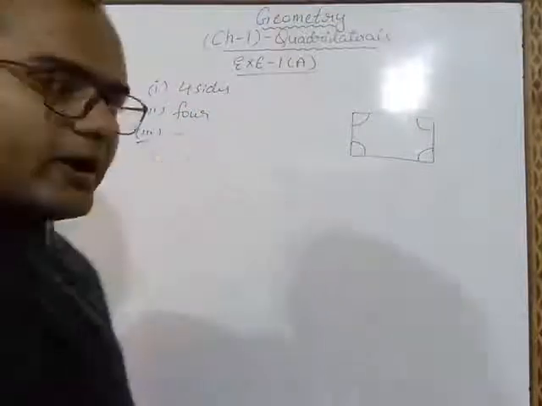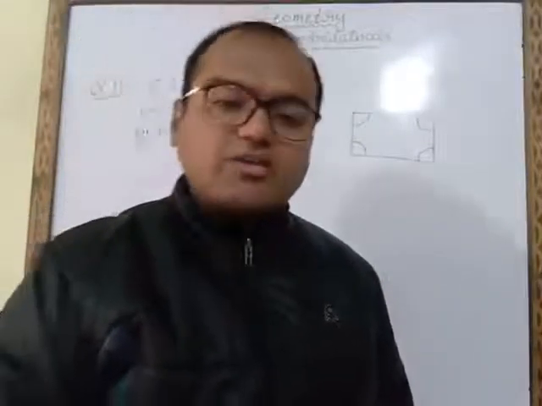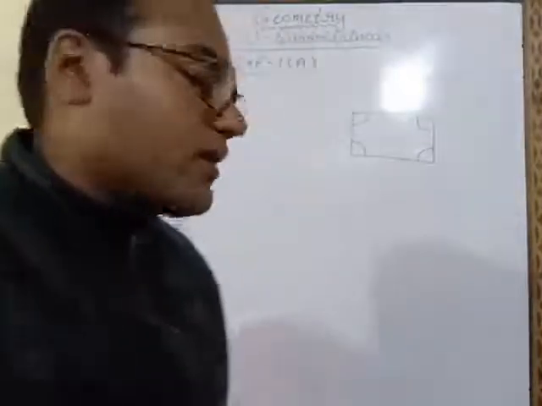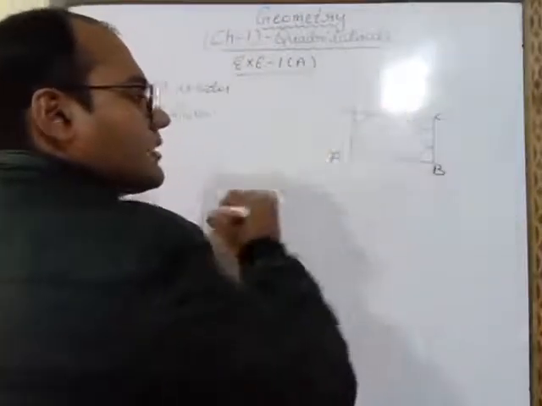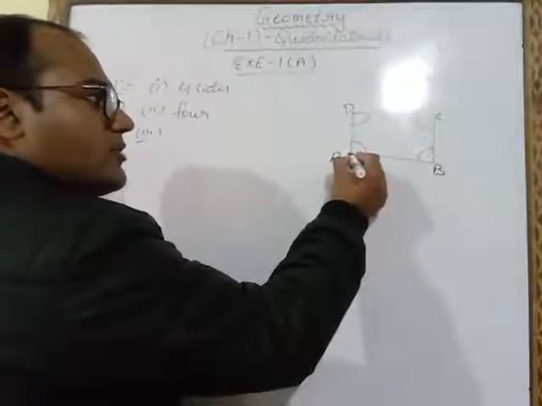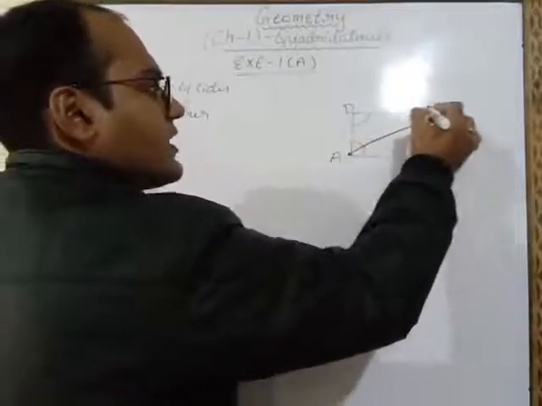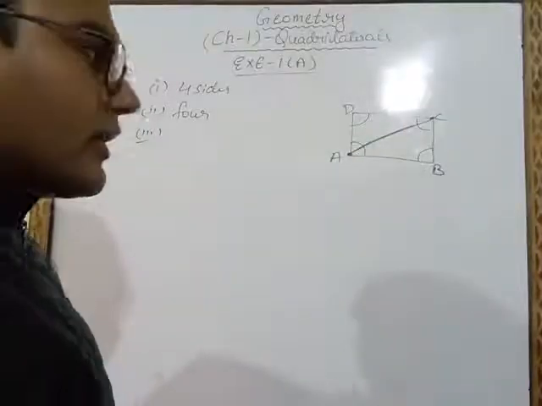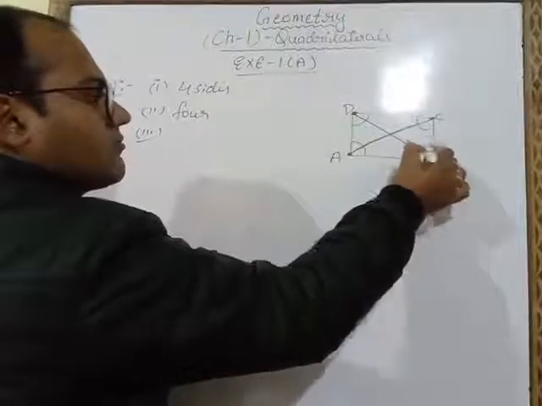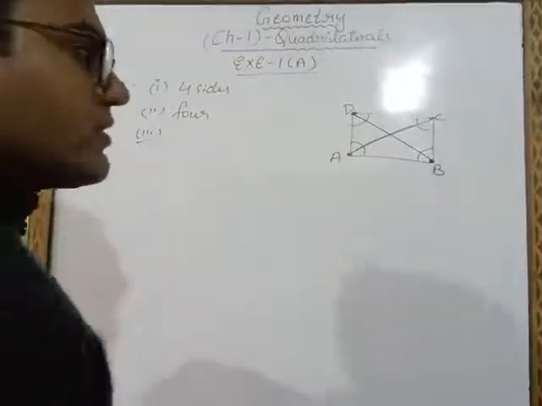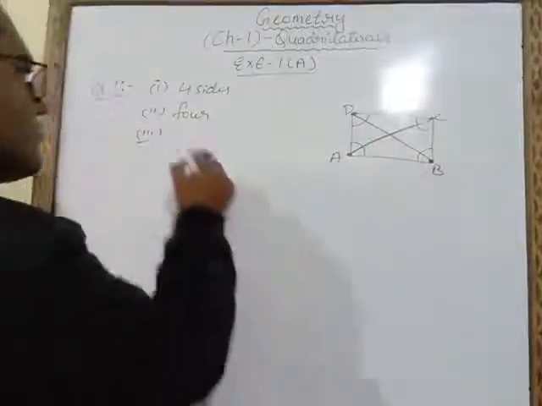Now part number 3. A quadrilateral has dash diagonals. What are diagonals? This is quadrilateral ABCD. From point A to point C, if we join, then line AC is known as a diagonal of a quadrilateral. One more diagonal we will get if we join B and D together. So how many diagonals do we have? First diagonal is AC, and second diagonal is BD. So we are having two diagonals.